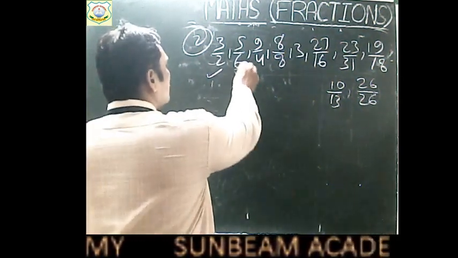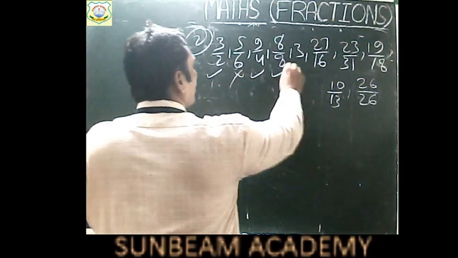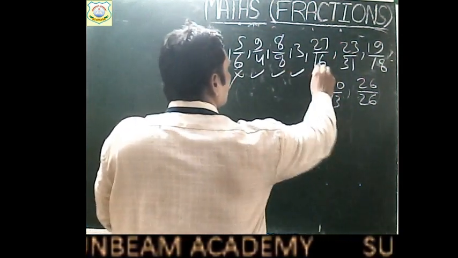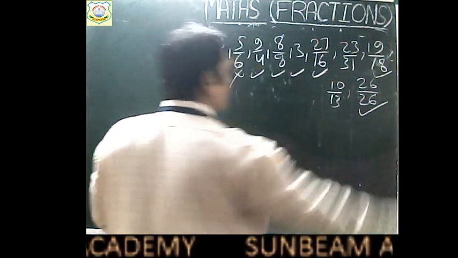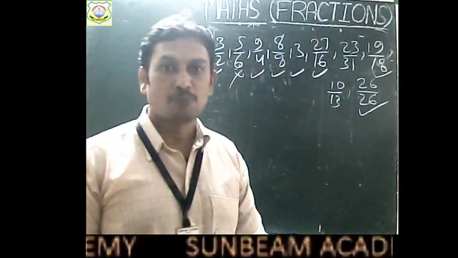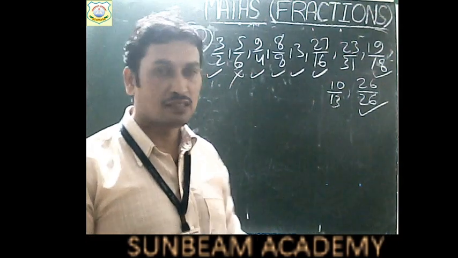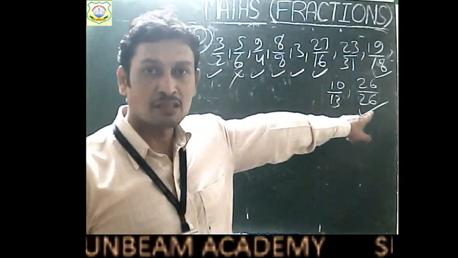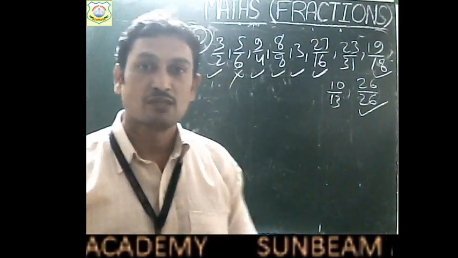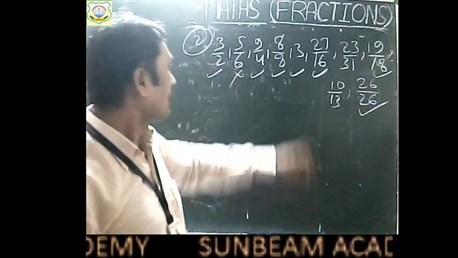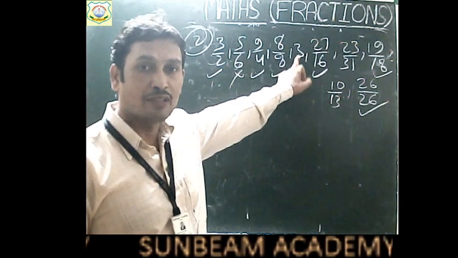So, you will not choose this. Third, fourth, fifth, then sixth, after that 19 by 18, and then 26 by 26. All of these are improper fractions, children. As you can see, in all of these fractions, numerator is greater than denominator or numerator is equal to denominator, right? And 3 is a whole number whose value is greater than 1.